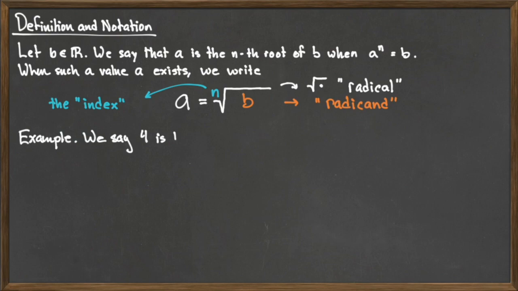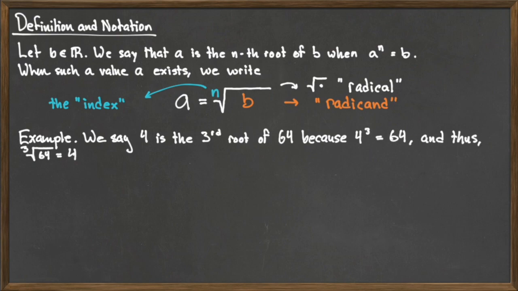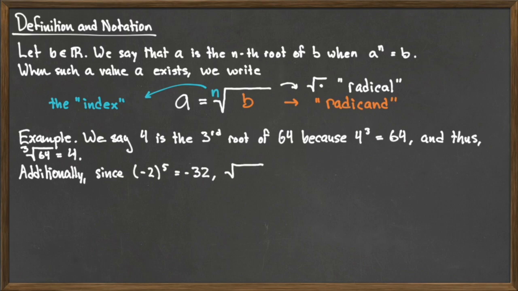So for example, we say that 4 is the third root of 64 because we know that 4 to the third power is equal to 64. So we would simply write that the third root of 64 is equal to 4. Additionally, since negative 2 to the fifth power is equal to negative 32, the fifth root of negative 32 is equal to negative 2.